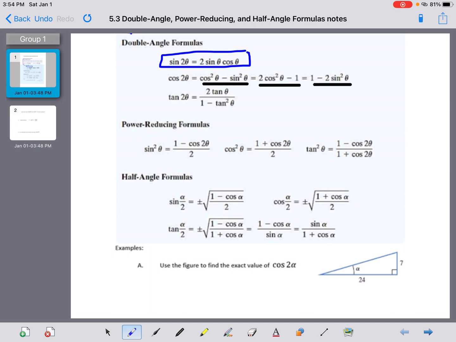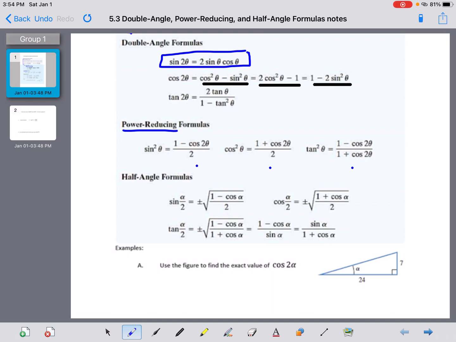Power reducing does exactly what it says. What if you're given a sine squared or a cosine squared or tangent squared, but you don't want to work in those? These formulas reduce the power and allow you to work in just cosines or thetas. If you notice, it goes to cosine on every one of them, and it gets rid of that power.